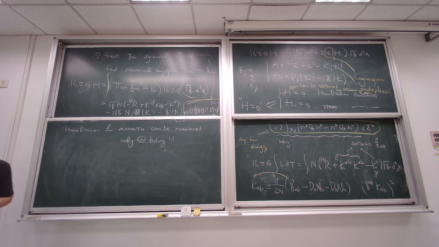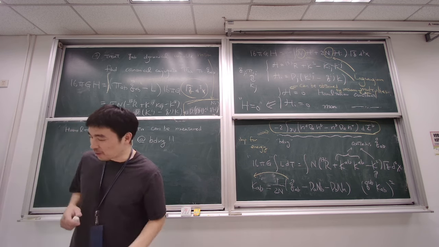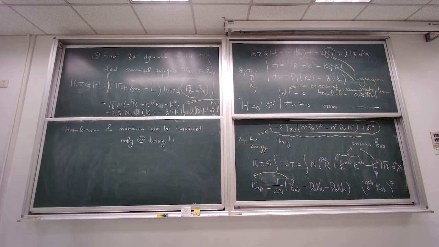So to measure the energy and so on, you have to really go to the boundary. That's what we learned from this analysis. And so to include boundaries, what we need is to include the so-called Gibbons-Hawking term.